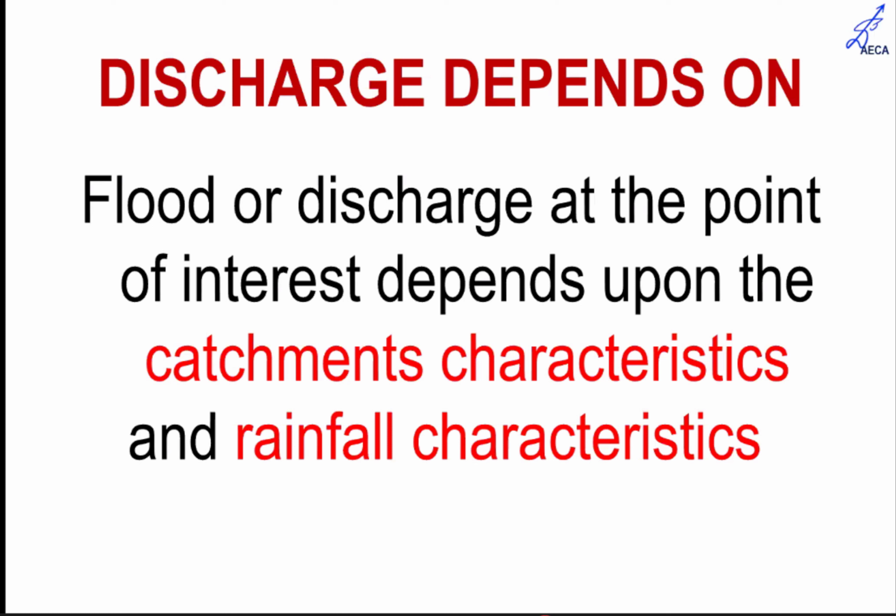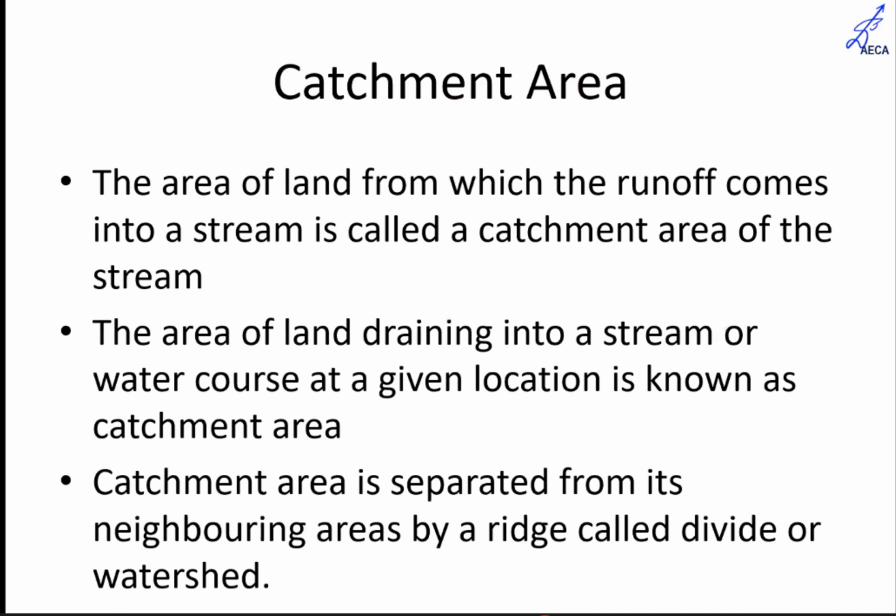So what does a discharge depend on? Basically, a discharge depends on the catchment and the rainfall and their characteristics. So, what is a catchment area? The catchment area is the area of the land from which the runoff comes into a stream. This is called a catchment area of the stream.